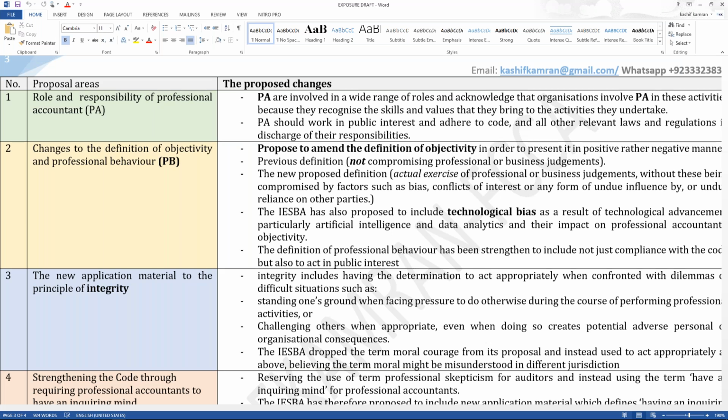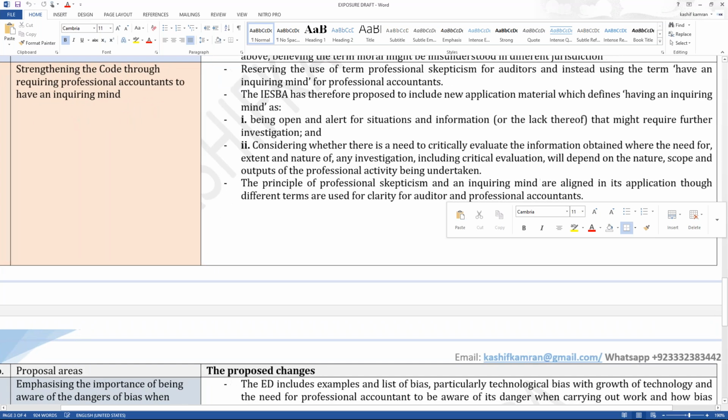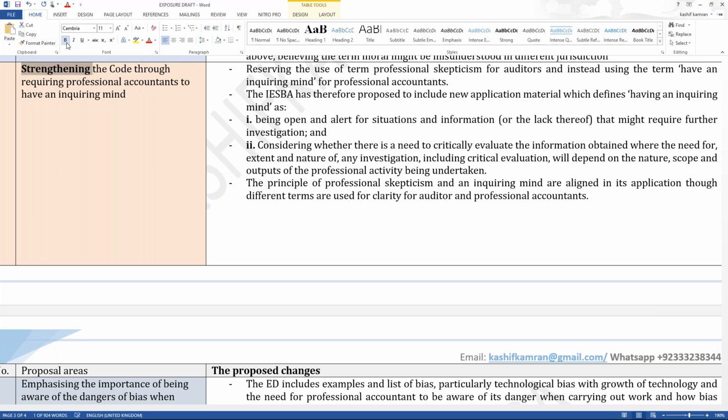Now, the proposed area 4, where changes have been made to the code of conduct, you should be aware of from an examination point of view. On your screen, the fourth area, which is very, very important, looks at strengthening the code by requiring professional accountants to have an inquiring mind. The code of conduct has been changed to require professional accountants to have an inquiring mind.